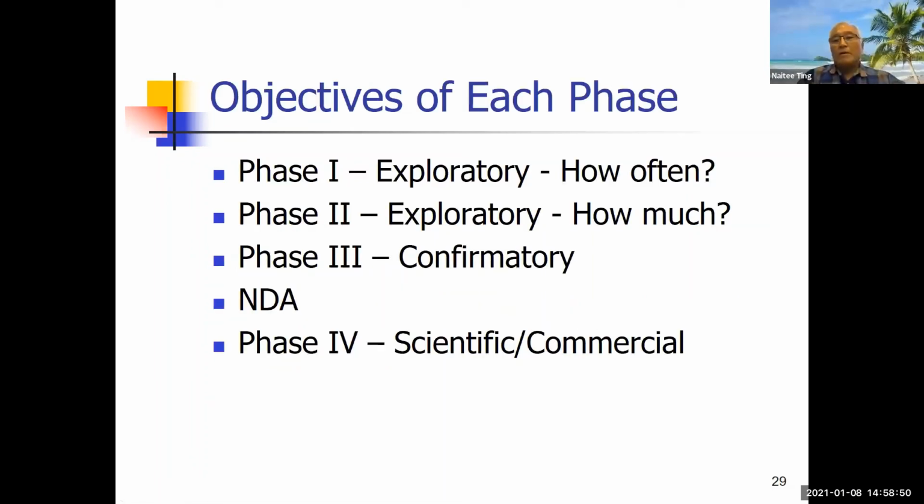So in general, phase 1 and phase 2 are exploratory in nature. Phase 1 says how often. You look at dose frequency, PK profile kind of stuff. Phase 2 is how much. What is your dose or your range of doses? And phase 3 is confirmatory. Phase 3 decides whether the drug can be approved or not. And then if it's successful, you go to NDA, and phase 4 is more scientific and commercial.